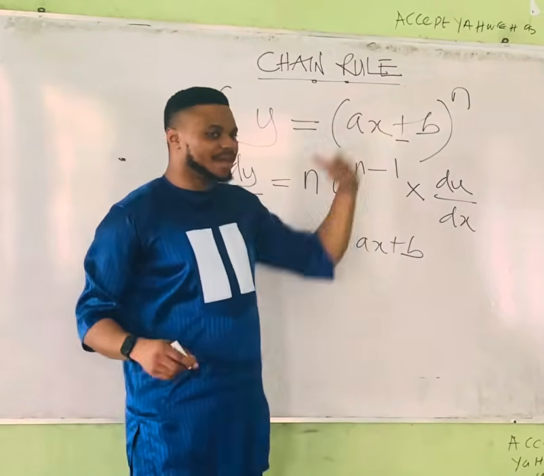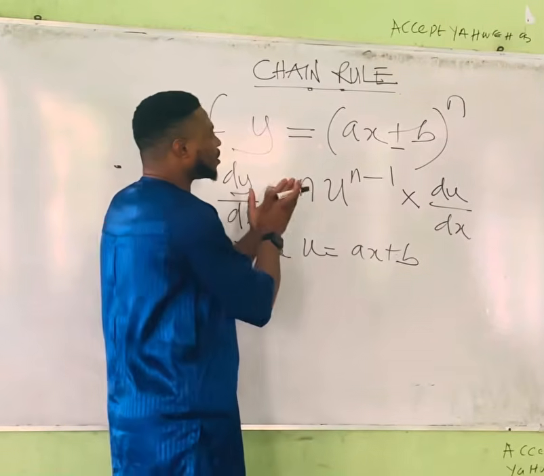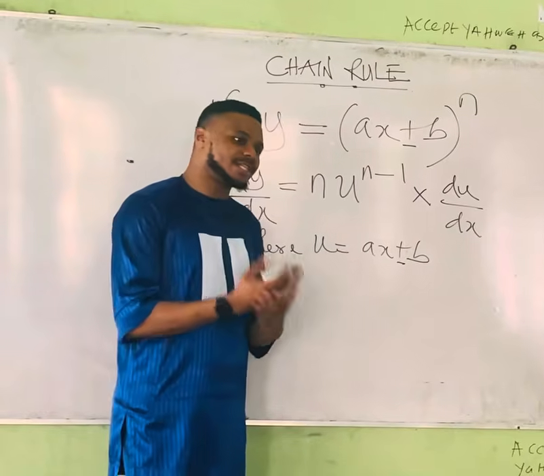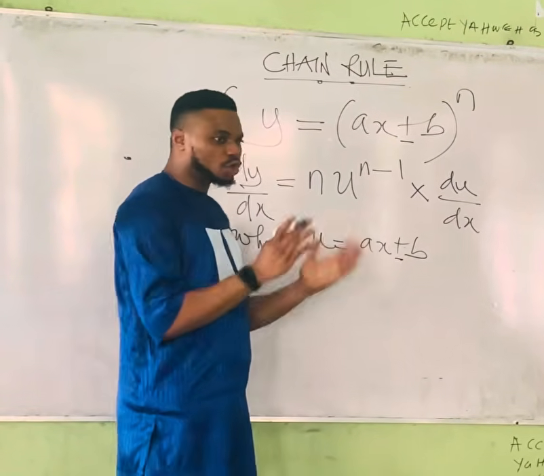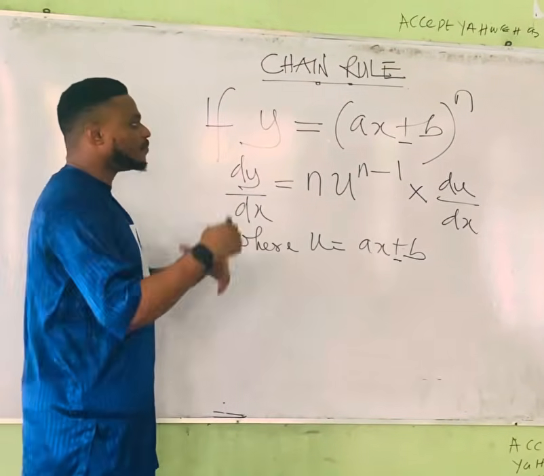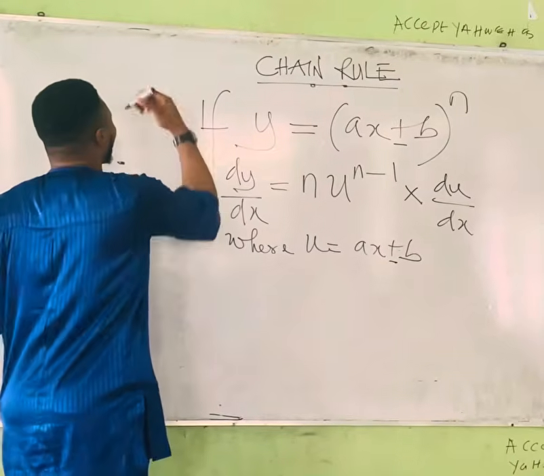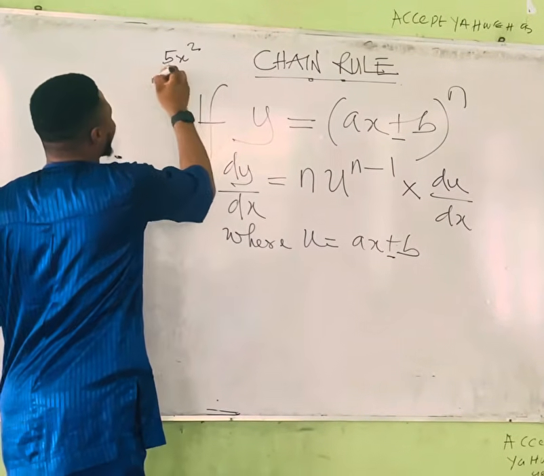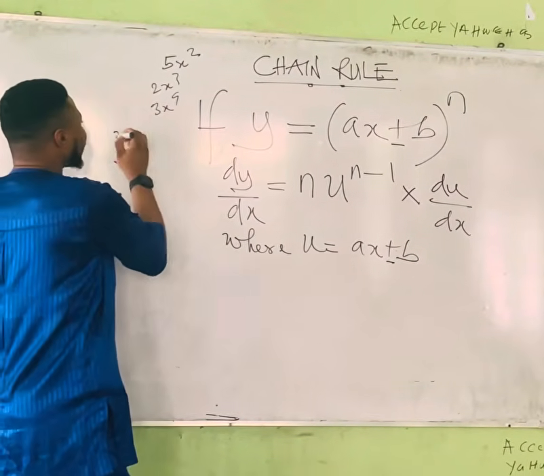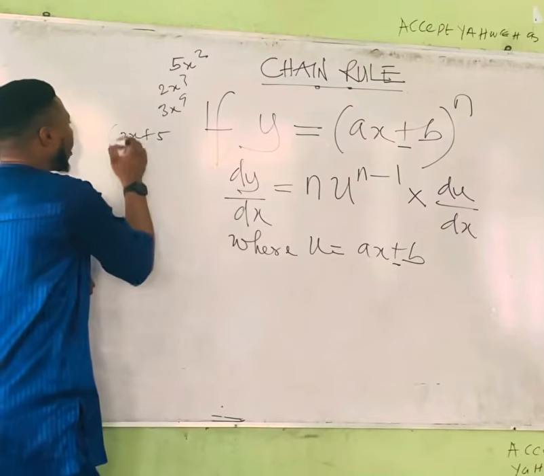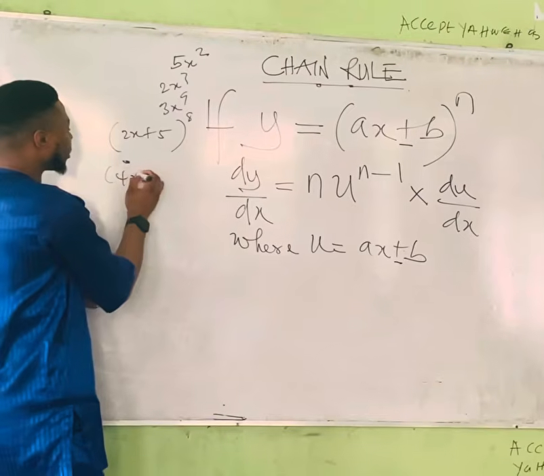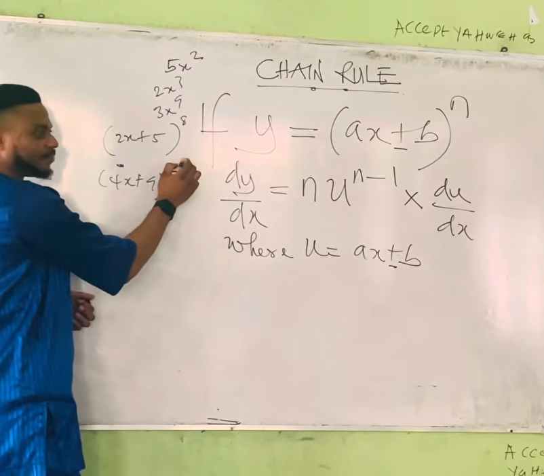So your n, you know that n is your power. Whenever you see something like this, plus or minus, because it can be ax plus b, it can be ax minus b. Whenever you see a function in a bracket and has the power outside. All the while we have been using just one function with a power: 5x squared, 2x cubed, 3x raised to power 9, things like this. Or 2x plus 5. But we have not done the one that we have to put a bracket and raise to power 8. Or 4x plus 9 raised to power 5.